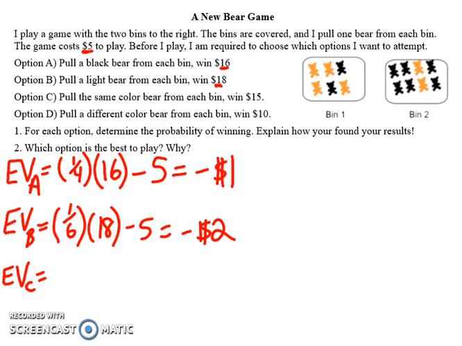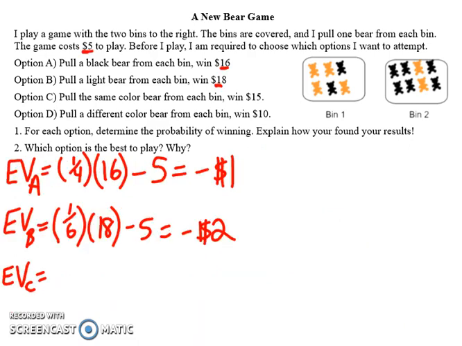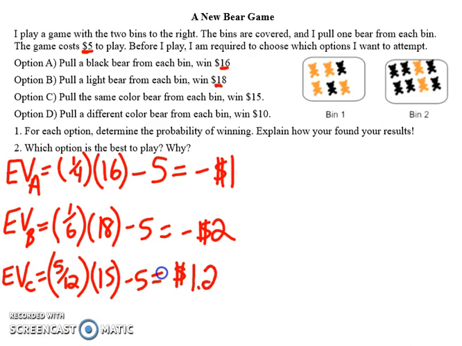So here, game C, I go back to my probability of game C. I found it to be 5/12. So 5/12. Here I could win $15. And then I got to remember to subtract out the 5. Now this will give me a positive $1.25. So hey, here's a game I could finally win some money if I play.